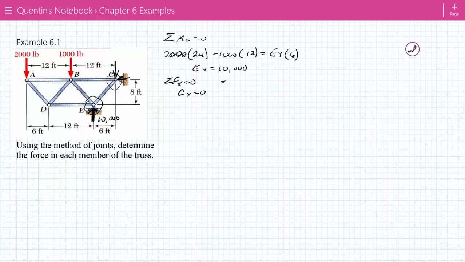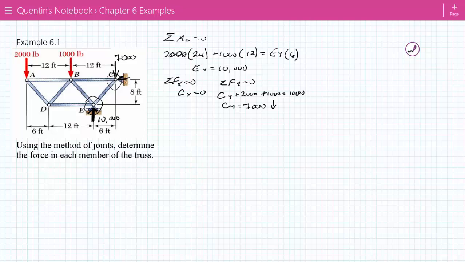Then sum of the forces in y is equal to 0. The way we drew this, you have Cy plus 2,000 plus 1,000 is equal to 10,000. So Cy is equal to 7,000, and we drew it in the right direction, down like that. Okay, so that's the chapter 4 stuff. Now we have to actually do the chapter 6 stuff.